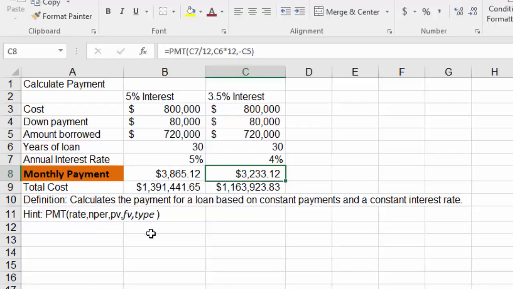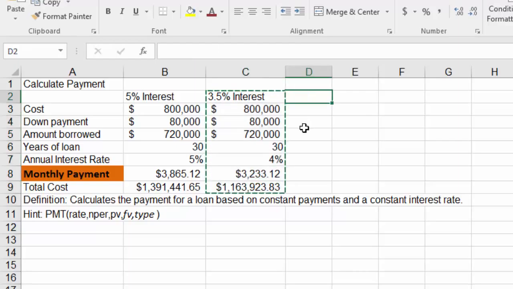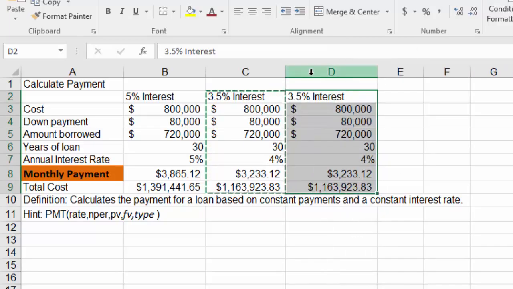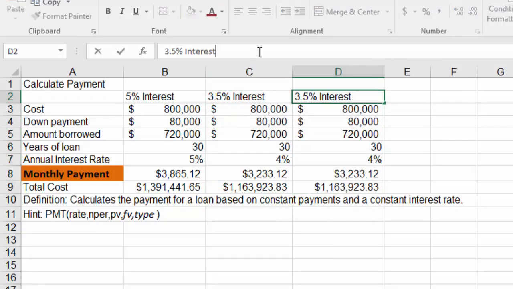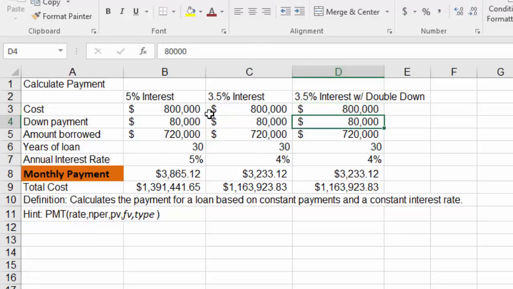What if I was really trying to get my monthly payments below $3,200? Well, let's take a look at one more scenario. We're going to copy our test into column D. And so this is identical to column C at the moment, but I'm going to say with double down. So instead of making an $80,000 down payment, I'm going to multiply that down payment times 2.